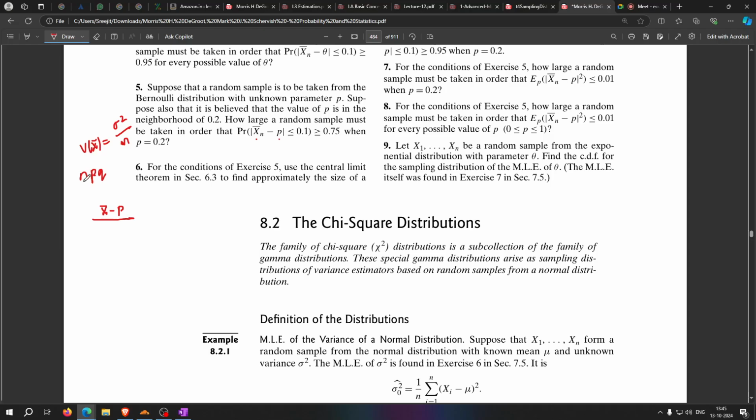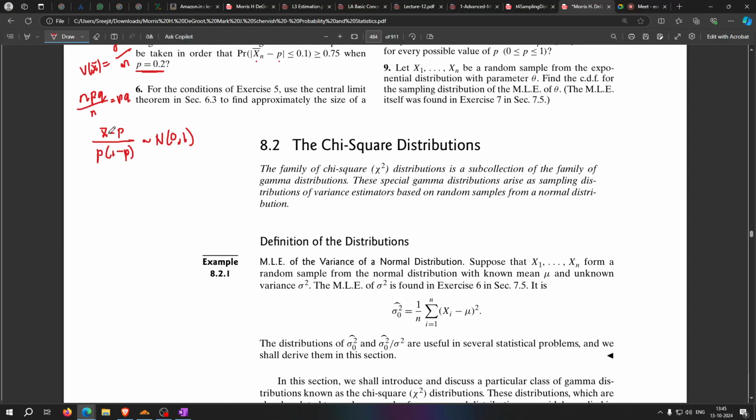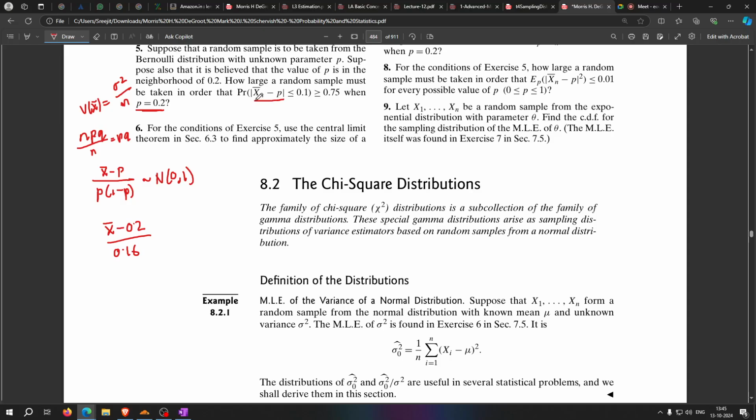So what is my variance of x bar? npq by n, which is just pq, right? So if I divide this by the square root of pq, where q is 1 minus p, then this follows a normal 0, 1. They have said that p is 0.2, so just put the value of p here. So I have x bar minus 0.2, divided by 0.16. I don't have this, so what will I do?